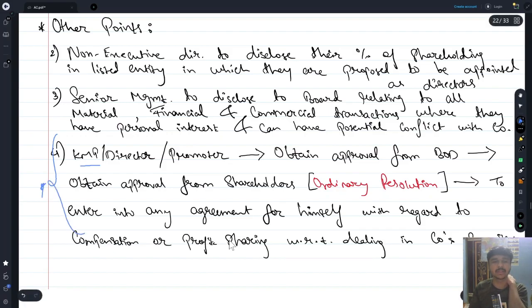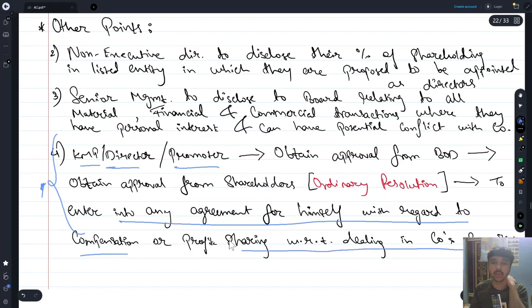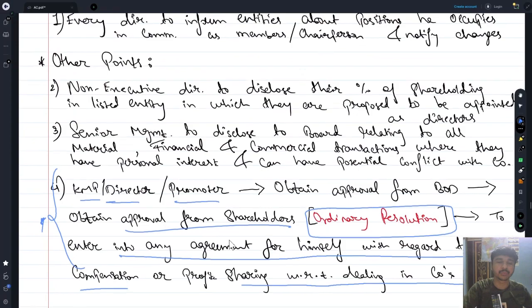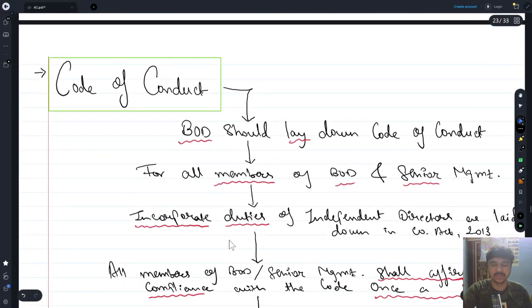If a key managerial person, a director, a promoter, wants to enter into any agreement for himself with regard to compensation or profit sharing with respect to dealing in company securities, what? You are going to deal in company shares and you are going into an agreement with somebody for sharing compensation, for profit sharing. Then what to do? Take an ordinary resolution, take approval from the shareholders, and in that case you can go. So don't get confused regarding this.